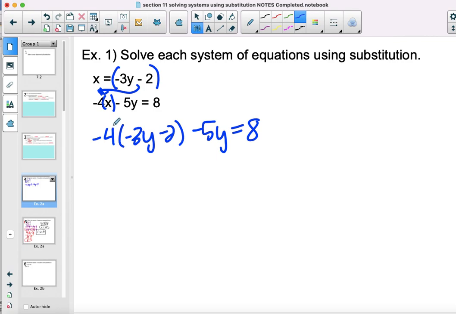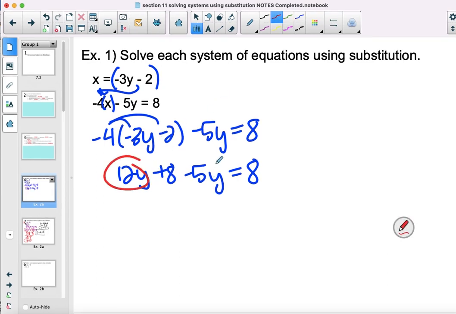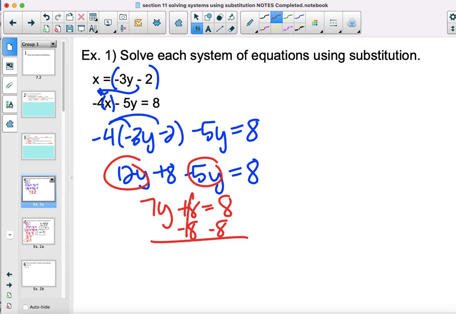To solve this, notice this is all y's, so we can distribute. Negative 4 times negative 3 is positive 12y. Negative 4 times negative 2 is positive 8. Minus 5y equals 8. Combining like terms, I have a 12y and a negative 5y, which makes 7y plus 8 equals 8. When I subtract the 8 over to get y by itself, I'm left with 7y equals 0. Divide both sides by 7, y equals 0.